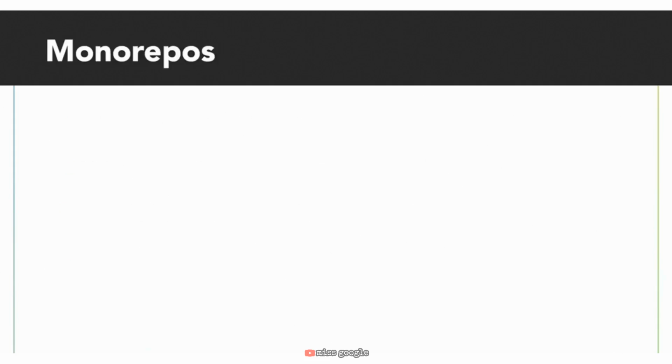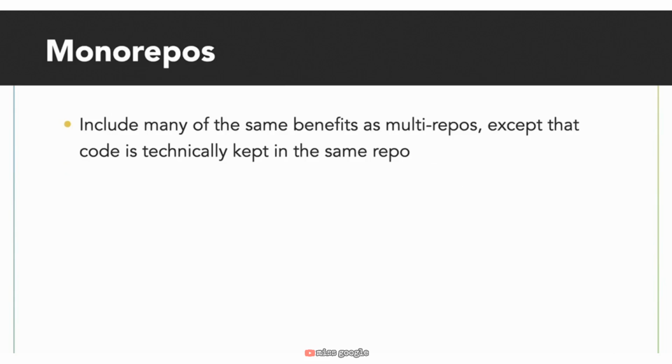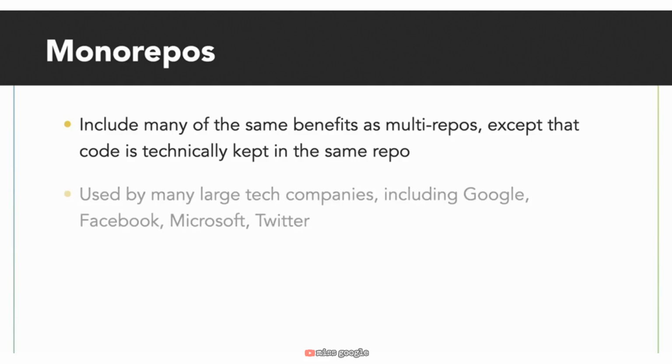So let's talk about monorepos next. Monorepos, as I mentioned before, include many of the benefits from both of the extremes, monoliths and multi-repos. Now, a key thing to know about monorepos too is that they're used by many large tech companies, including Google, Facebook, Microsoft, Twitter, and many others. So it's pretty clear that monorepos have some pretty nice benefits.